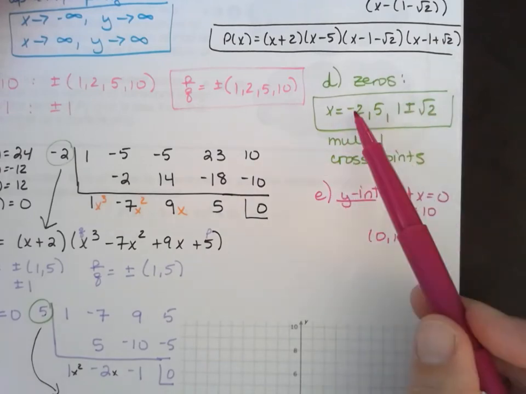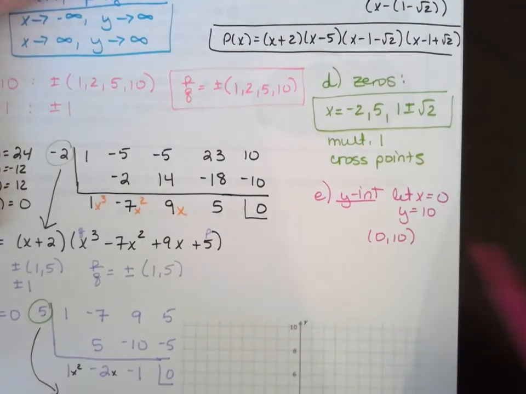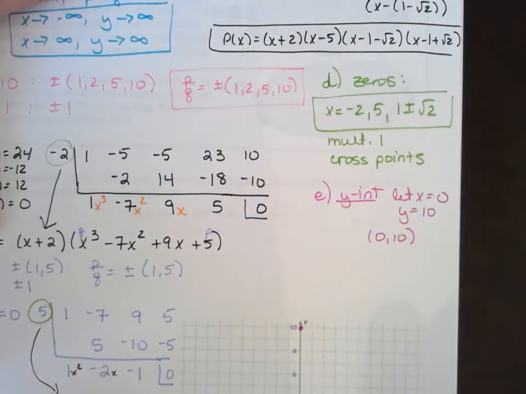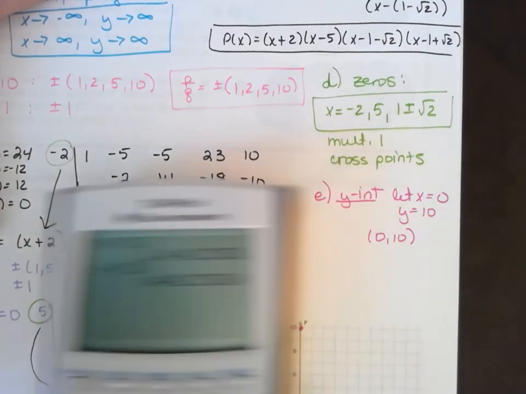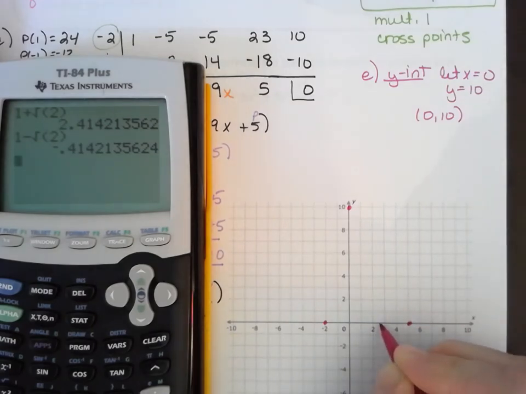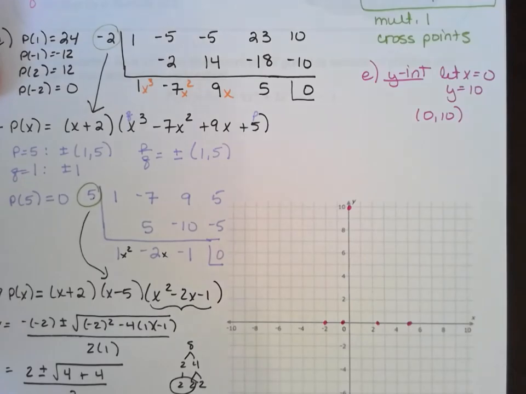So let's graph these 4 points and this 1 point and use our end behavior to sketch our graph. So 0, 10, we have x equals negative 2, x equals 5. So 1 plus the square root of 2 is 2.4, and 1 minus the square root of 2 is negative 0.4. So let's graph those as well. We have 2.4, that's about here, and we have negative 0.4, which is about here. So we have 5 points on our graph.